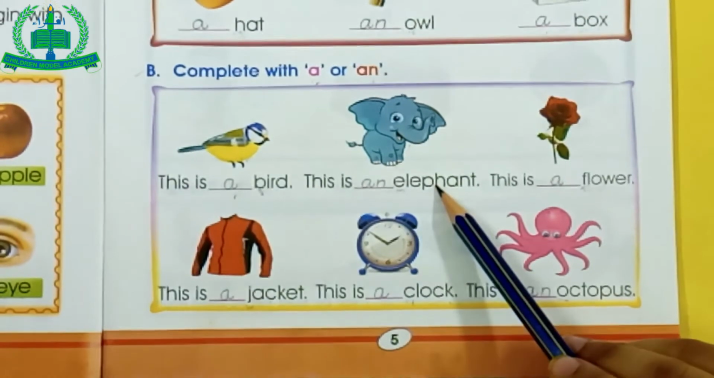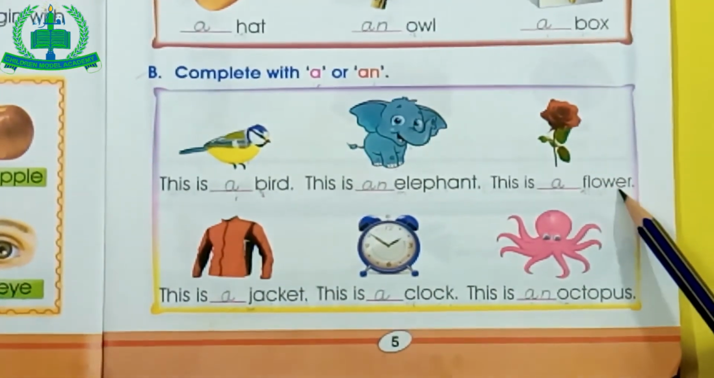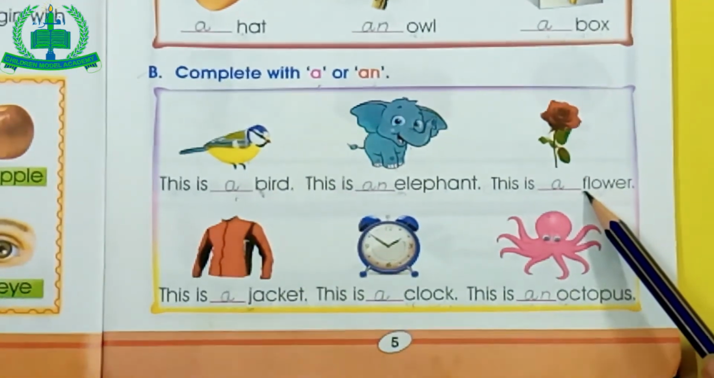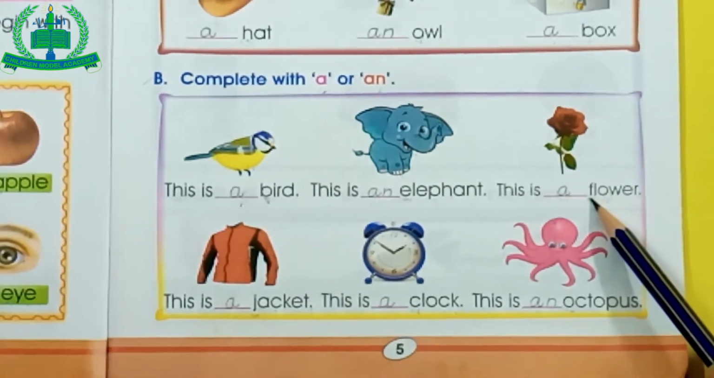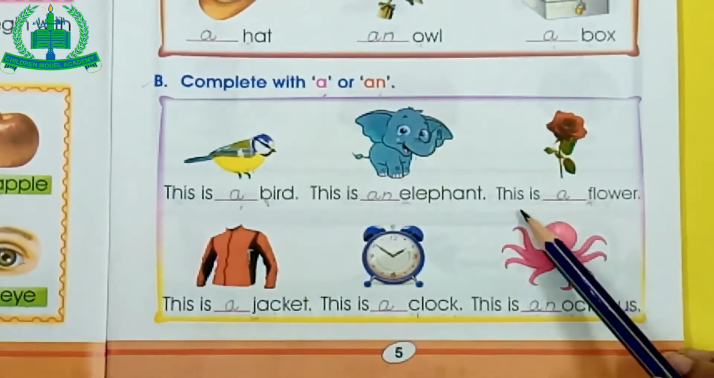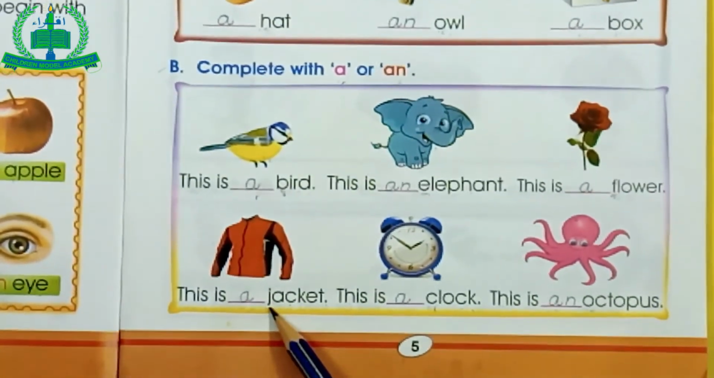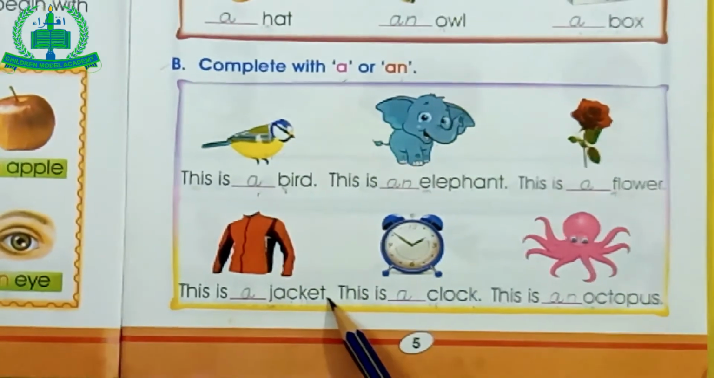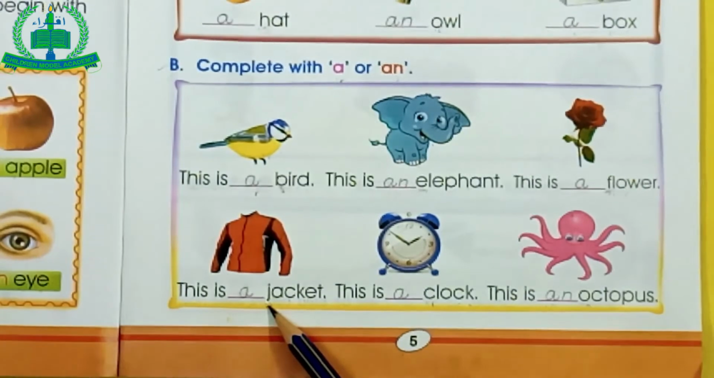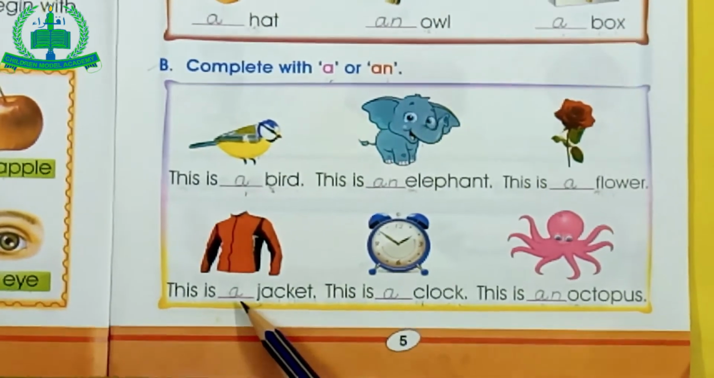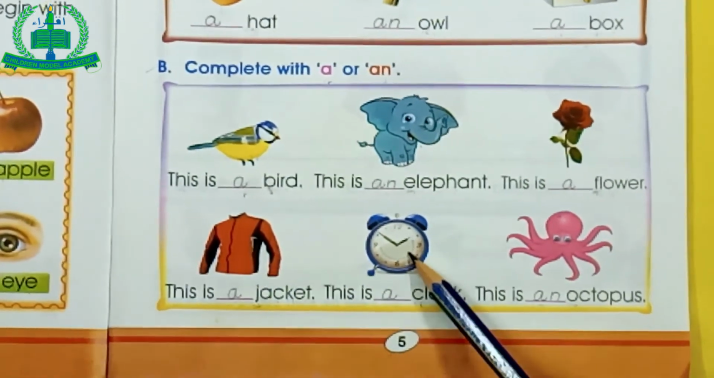This is an elephant. This is a flower, F-L-O-W-E-R, flower. Flower starts with an alphabet F. F is a consonant, so we use a in this sentence. This is a flower. This is a jacket, J-A-C-K-E-T, jacket. Jacket starts with an alphabet J. J is a consonant, so we use a in this sentence.